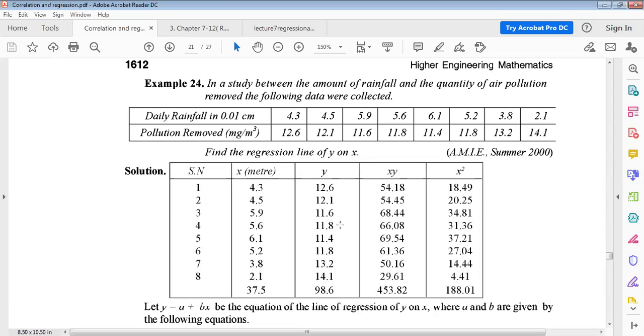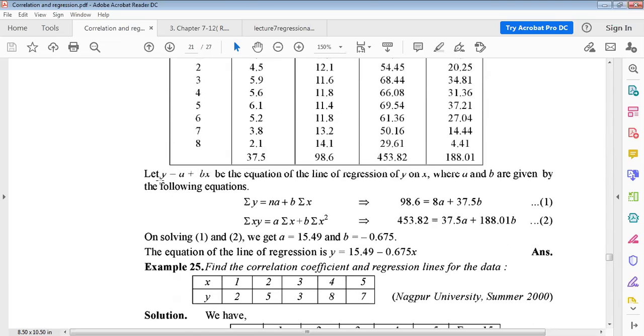Okay. Now find the regression line of y on x. Let y equals to a plus bx be the equation of the line of regression of y on x, where a is the constant. There is a printing mistake here. This will be y equals to a plus bx. Okay. This is the regression line of y on x. So this can be written as summation y equals to what?